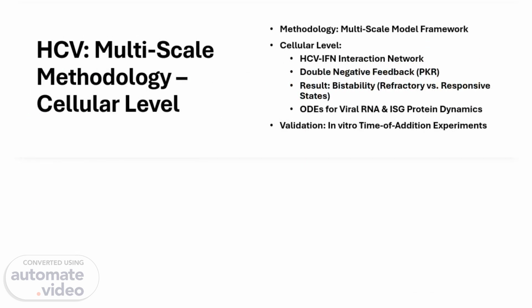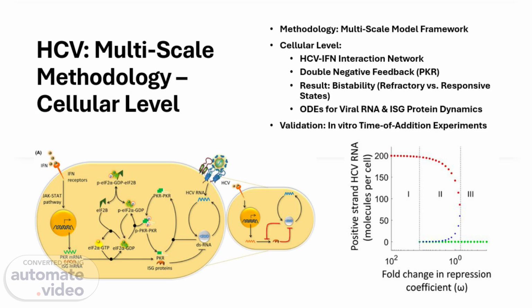To explain this paradox, we developed a multiscale model framework for HCV, starting at the cellular level. The cellular component focused on the HCV-IFN interaction network, particularly a double negative feedback loop involving PKR. This mechanism led to a key result: bistability, meaning cells could exist in either a refractory or a responsive state to IFN. The model used ODEs for viral RNA and ISG protein dynamics. Validation was achieved through in vitro time of addition experiments, confirming the model's ability to capture cellular responses accurately.